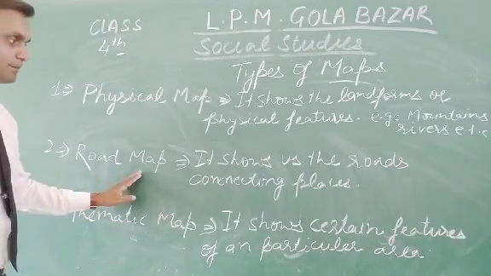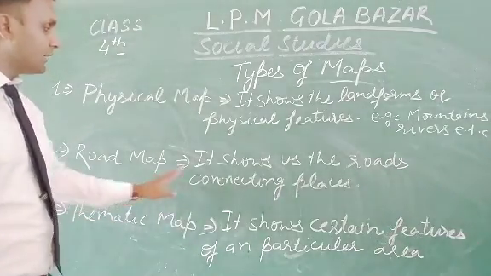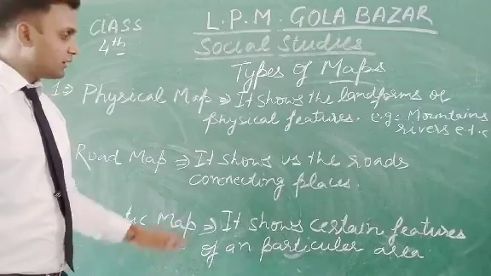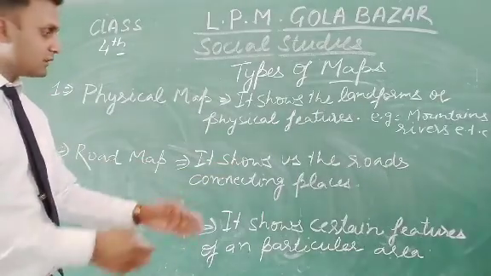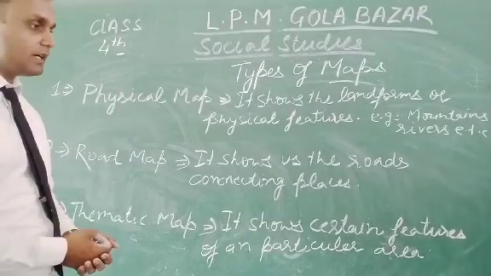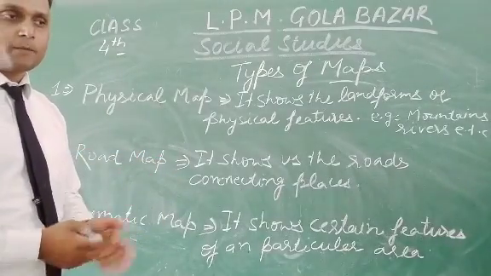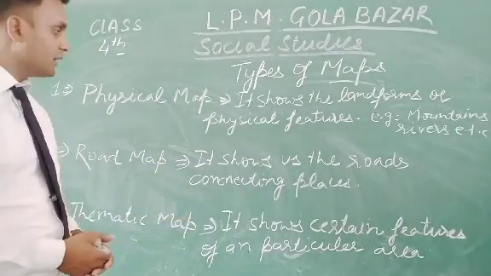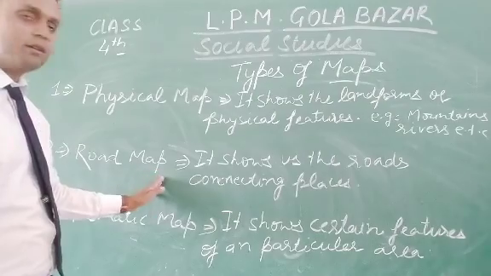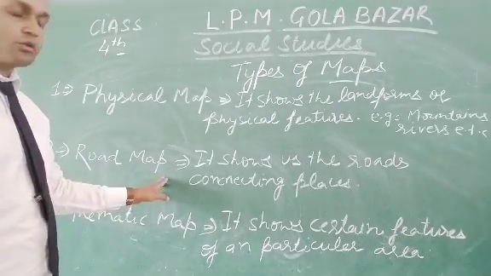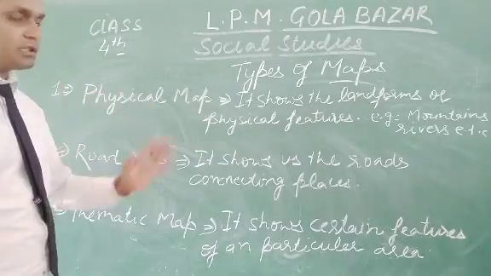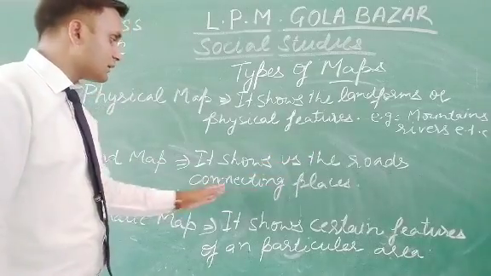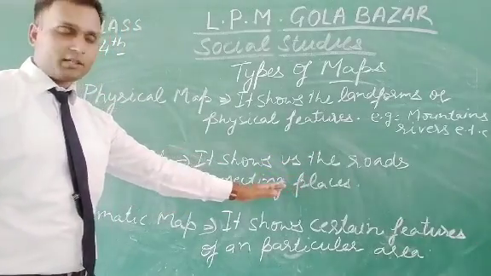Now, second one is road map. What is a road map? It shows us the roads connecting places. We can search for places on a map, see which road is connecting which place, and utilize the road map to help our traveling so we can reach our destination very quickly. It helps us in traveling.